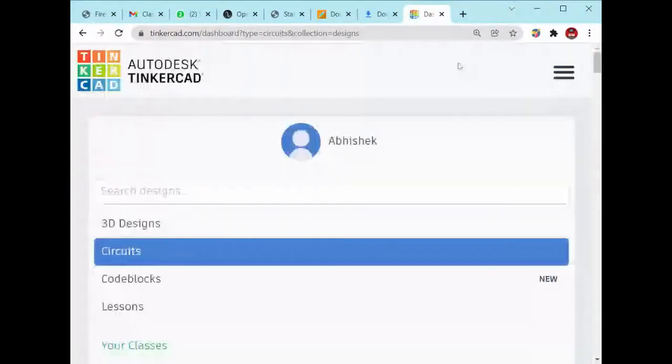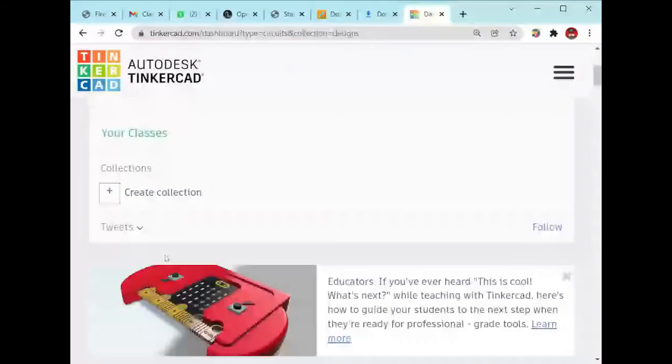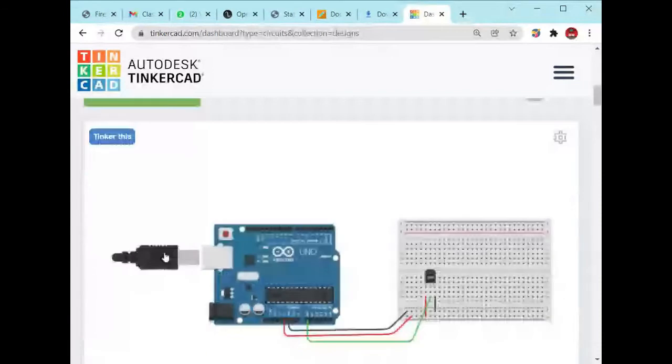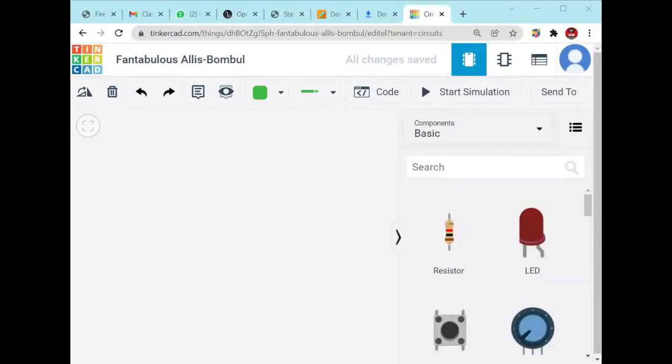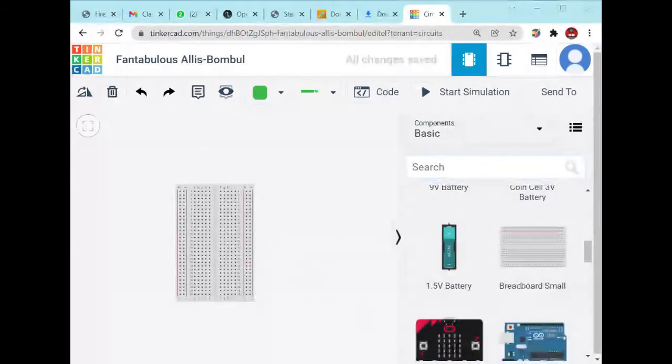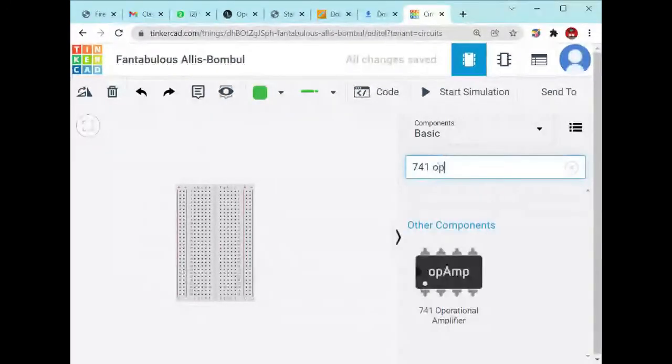So you have to click on the circuits, and then create a new circuit. First of all you have to take the breadboard from the component list. Then you have to select the operational amplifier. You will see right here, this is the 741 operational amplifier. You can place this operational amplifier and rotate it.